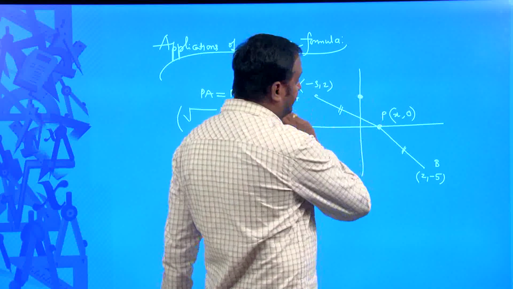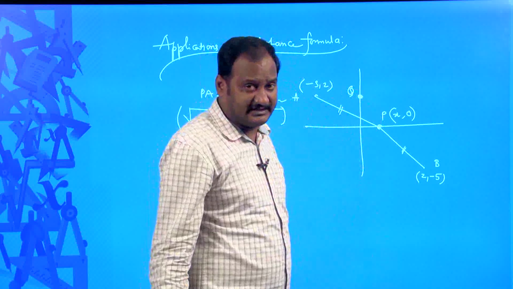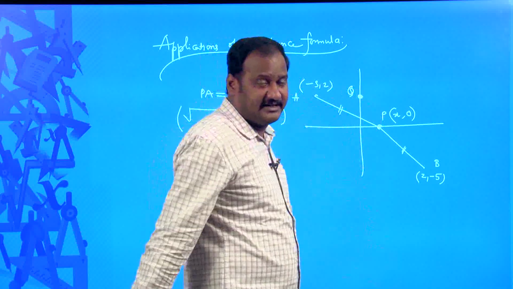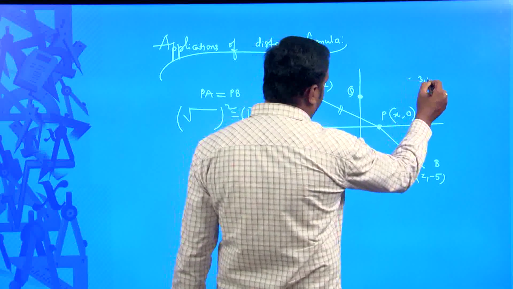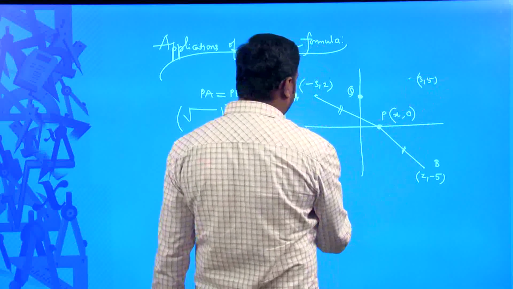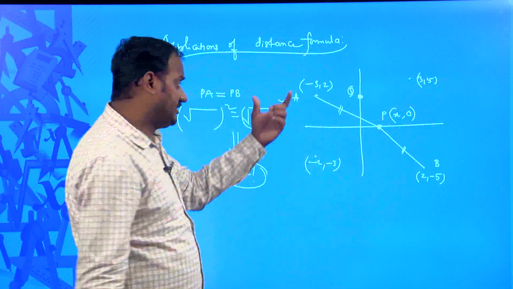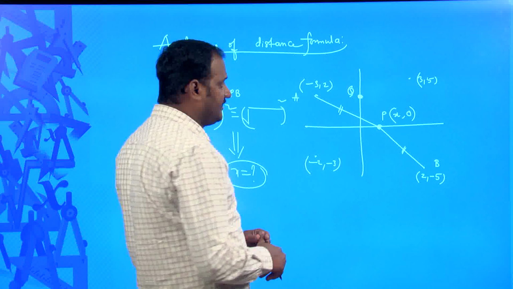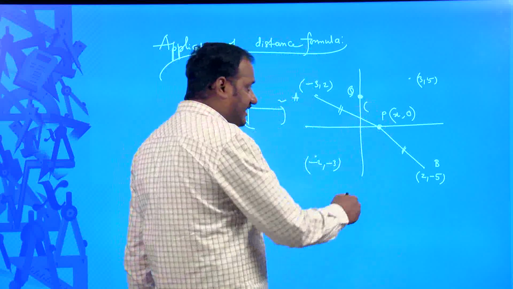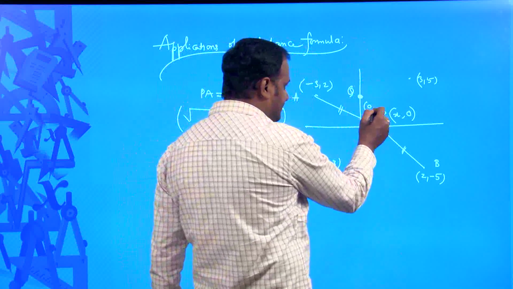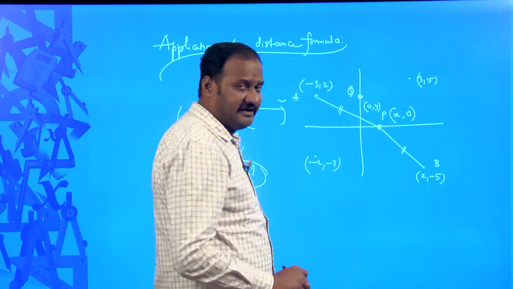Again, the next problem is: find out a point on the y axis equidistant from 2 points. For example, the first point is (3, 5) and the second point is (-2, -3). So, if you want to find out the point on the y axis, what is the general form of a point on the y axis? Any point on the y axis has x coordinate 0, and we do not know y. That is our primary task, to find out the value of y.